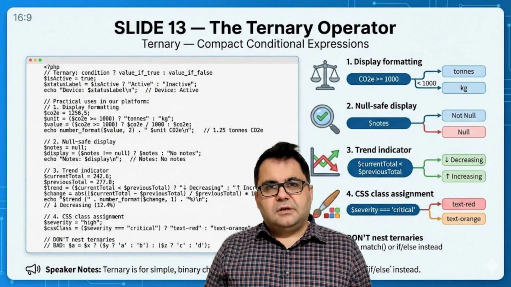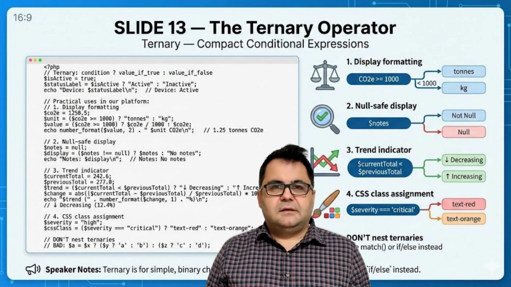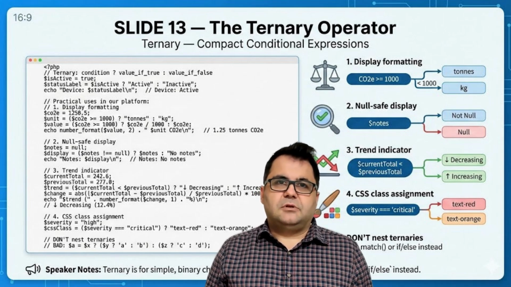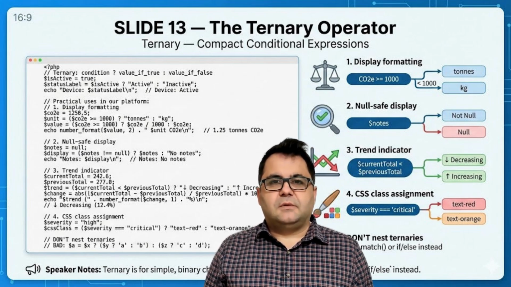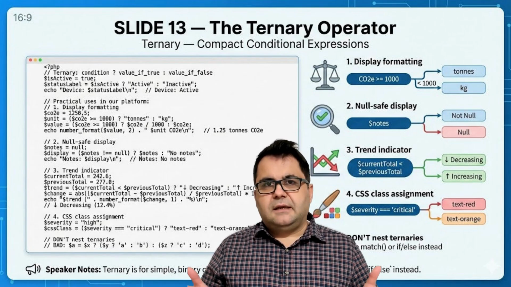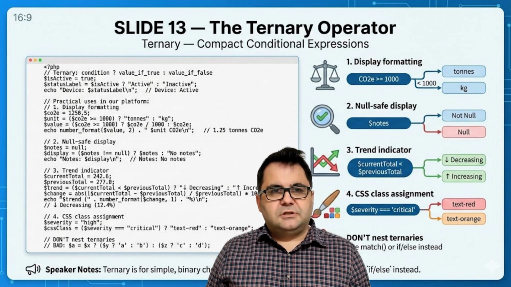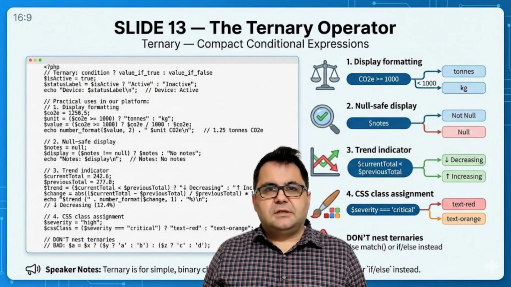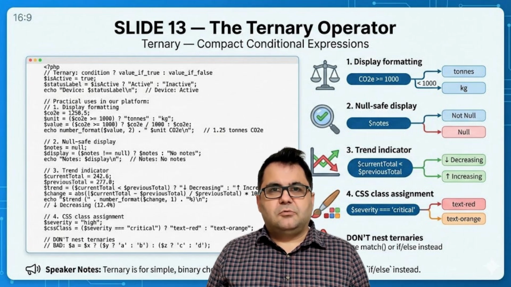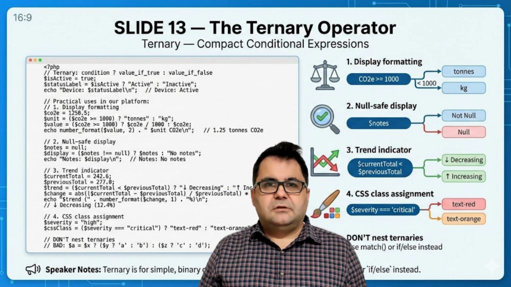The ternary operator is a compact way to choose between two values based on a condition. It's an expression, meaning it returns a value you can assign to a variable, pass to a function, or embed in a string. In our platform, we'll use ternaries for display formatting, choosing tons versus kilograms based on magnitude, showing no notes when notes are null, displaying trend arrows based on emission changes.